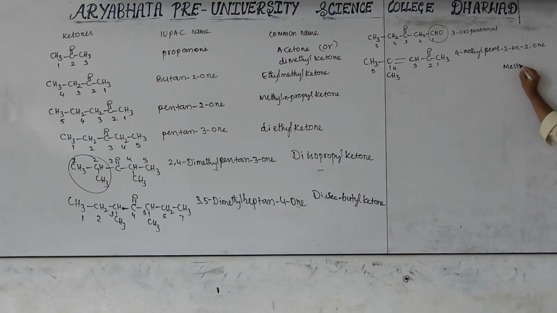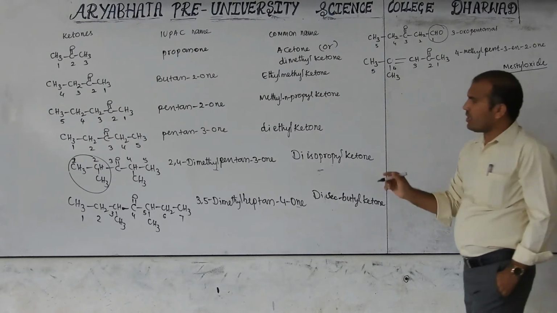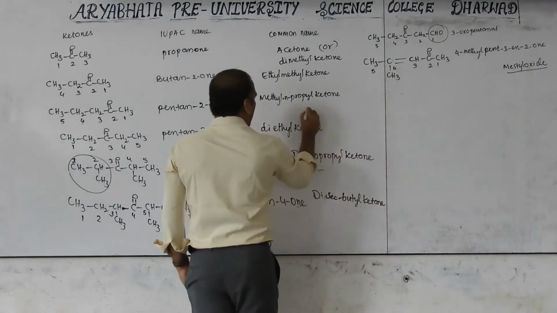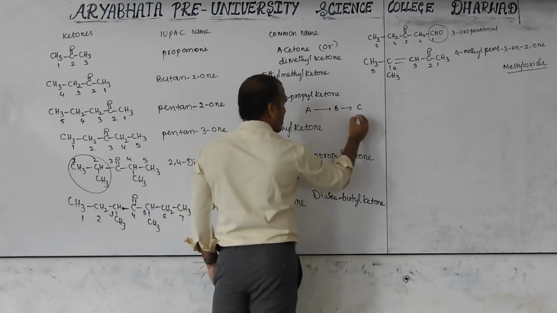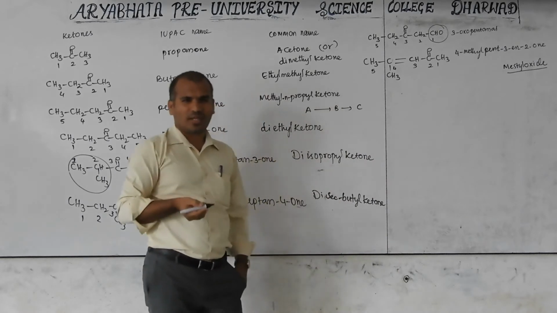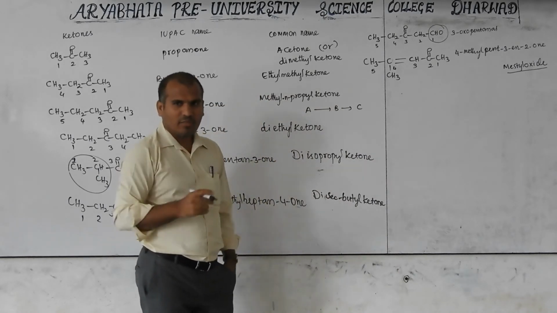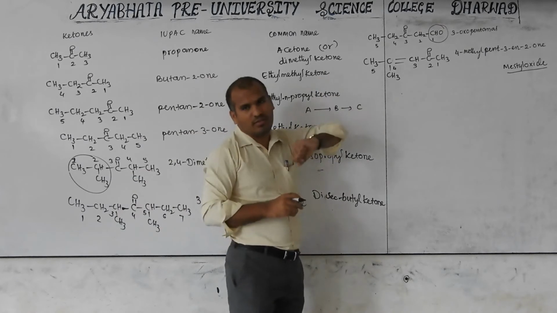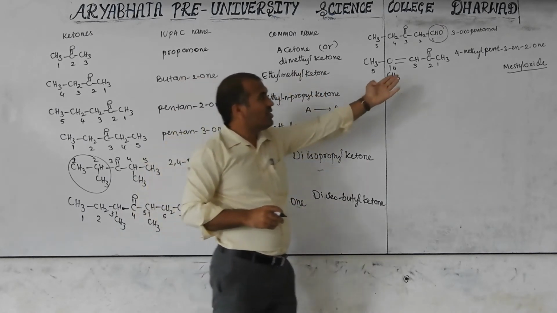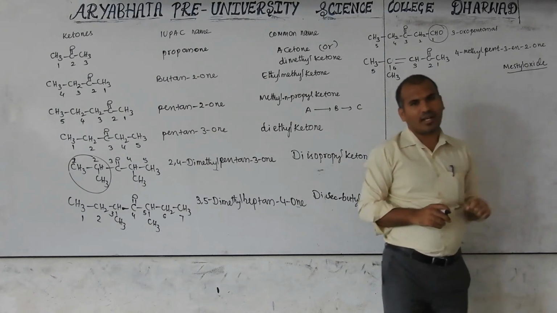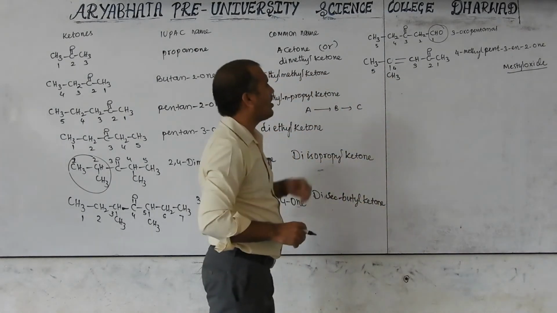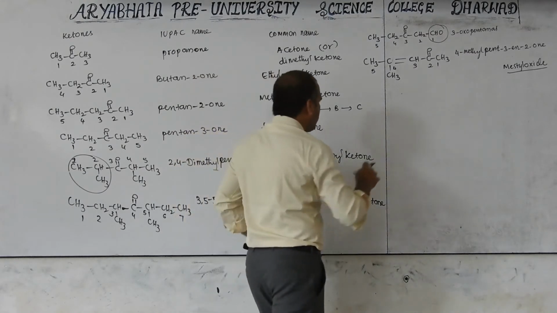Its common name is also there. Common name is mesityl oxide. You have to remember this name, very important, because sometimes they may give a question like this: A gives rise to B, B gives rise to C, C is nothing but mesityl oxide. You should know its formula, so that time it is remembered. Because the full name is bigger, they will not write it. They simply write mesityl oxide. So sometimes common names are preferable compared with the IUPAC.